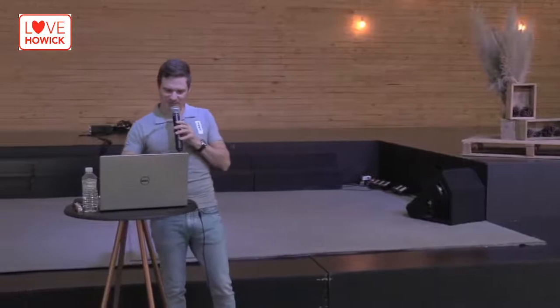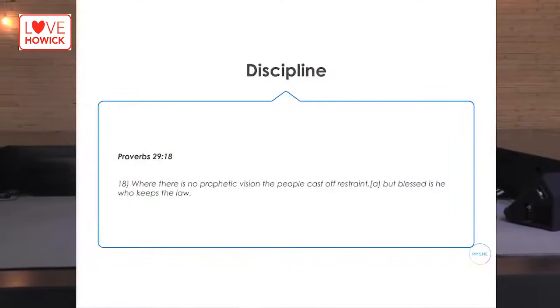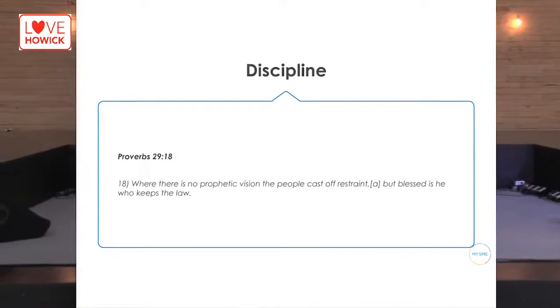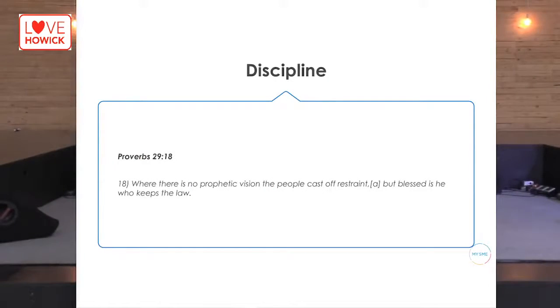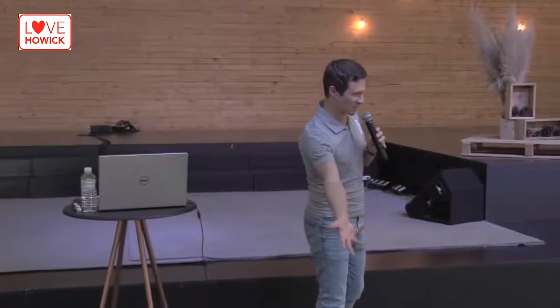Right, so if you go to the next slide, 35, Proverbs 29 verse 18, incredible piece of scripture. Solomon says, where there is no vision, the people cast off restraint. But blessed is he who keeps the law. Where there's no vision, I want to focus on the first part. Where there's no vision, people cast off restraint. That word cast off restraint means throw off self-discipline. It's incredible. It's a revelation.